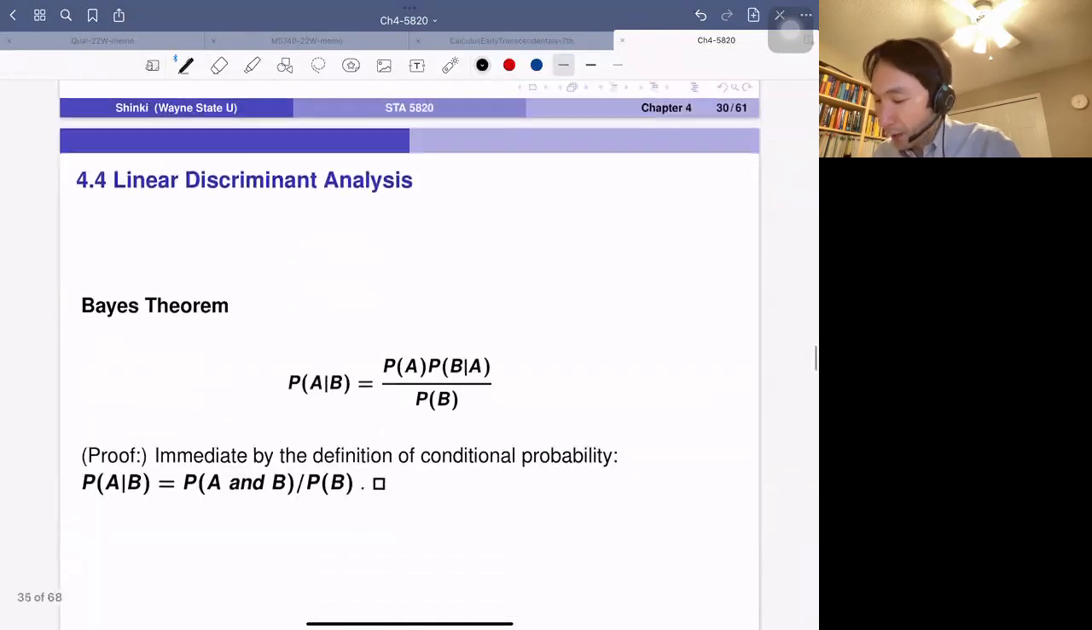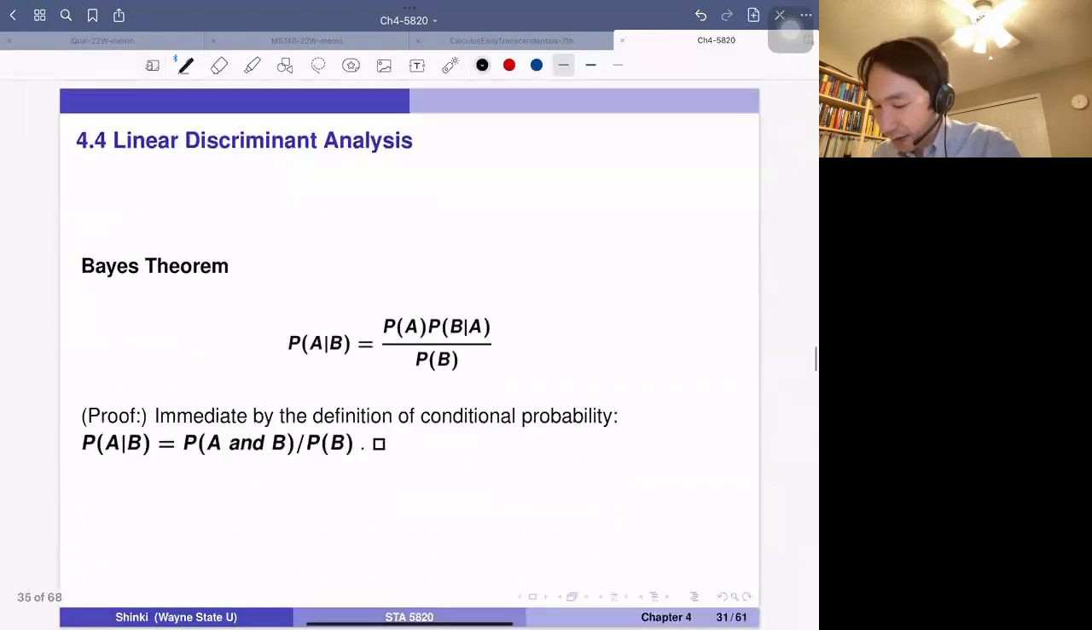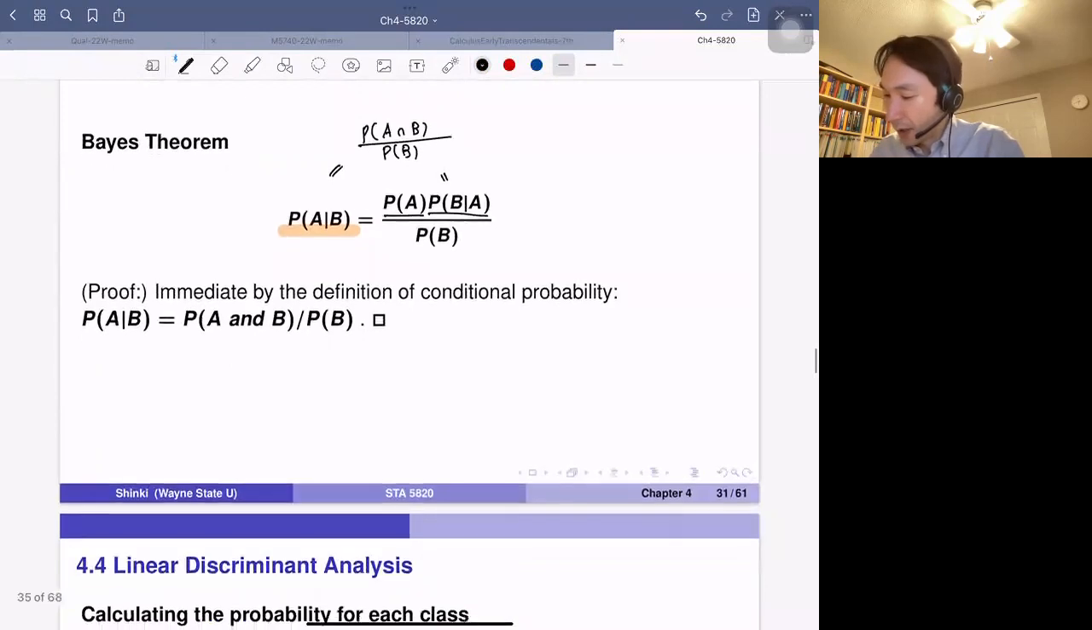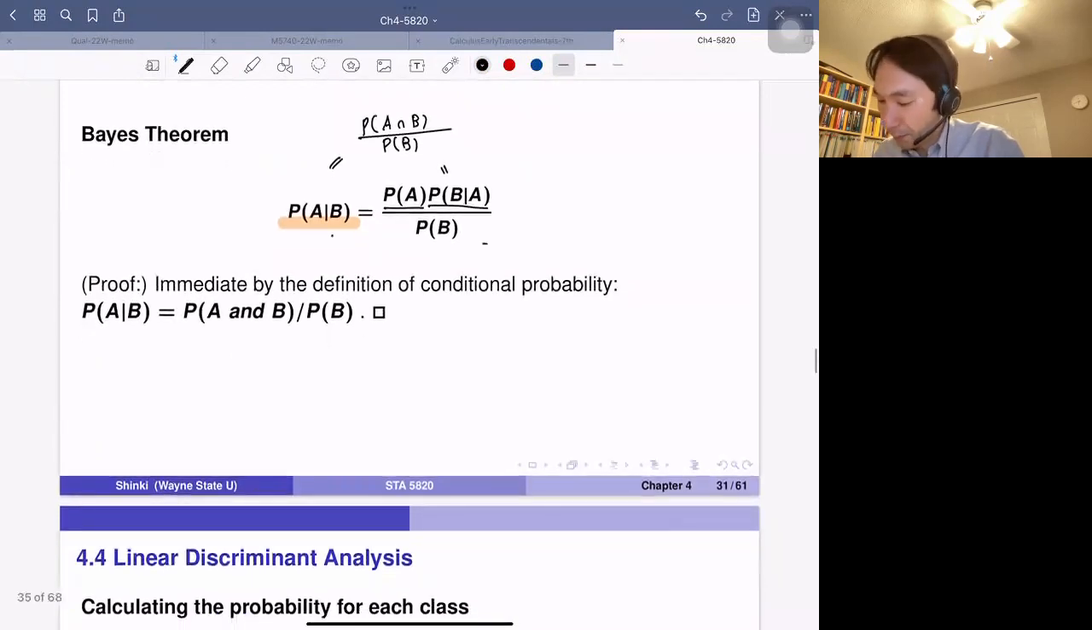And the Bayes theorem. So how do we calculate the probability? At first, we prepare the Bayes theorem. Probability of A given B is equal to probability of A intersection B divided by probability of B, right? And A intersection B is probability of A times probability of B given A, right? So in this way, we can prove this formula.